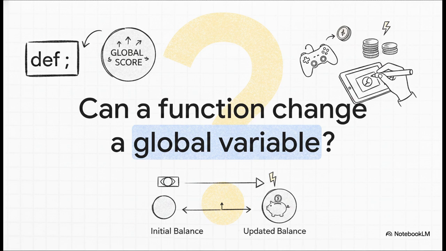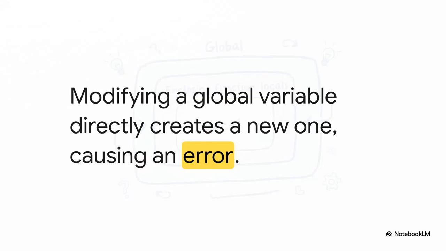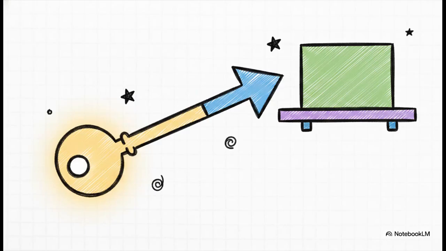Like, what if you need to update a score in a game or change a bank balance? Well, if you just try to add to it directly, say you have a global count of 10, and inside a function you write count equals count plus 1, boom, Python hits you with an unbound local error. This is such a classic beginner trap. Python sees you putting count on the left side of an equal sign, so it assumes you're trying to create a brand new local variable. But then it tries to read the value on the right side before it's even been created, and it just crashes.